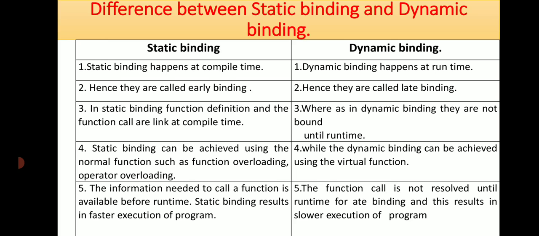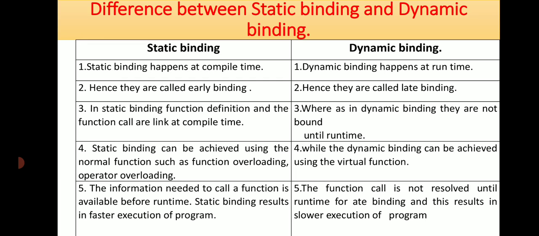In static binding, the function definition and the function call are linked at compile time. That is, the called function and the calling function are linked at compile time. Whereas in dynamic binding, the linking of the function call to the called function takes place during runtime. Static binding can be achieved using normal functions such as function overloading or operator overloading. Dynamic binding can be achieved with the help of virtual functions.